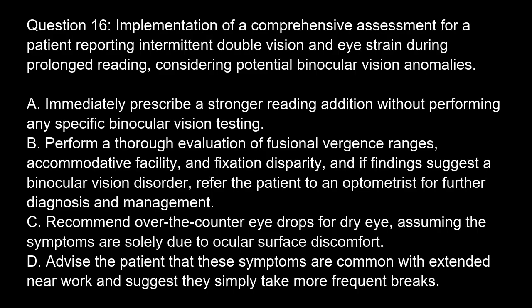ethical standards. Question 16. Implementation of a comprehensive assessment for a patient reporting intermittent double vision and eye strain during prolonged reading, considering potential binocular vision anomalies. Option A. Immediately prescribe a stronger reading addition without performing any specific binocular vision testing. Option B. Perform a thorough evaluation of fusional vergence ranges, accommodative facility, and fixation disparity, and if findings suggest a binocular vision disorder, refer the patient to an optometrist for further diagnosis and management.